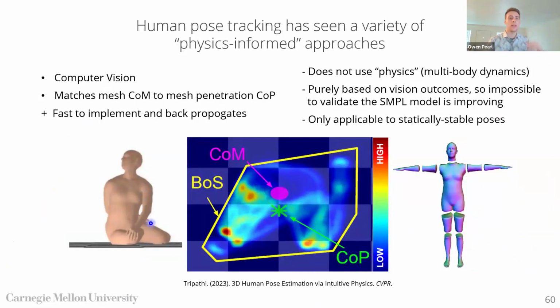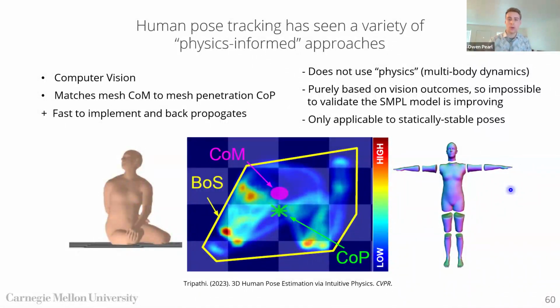Another example, on the other side of the spectrum, uses computer vision and a mesh model. It calculates the center of volume of all the voxels of this mesh and calls that the center of mass. It also calculates the center of volume of the voxels that penetrate some preset ground plane, and calls that the center of pressure. Loss functions embedded in the neural network help it predict outcomes that match up the center of mass to the center of pressure, so the loss functions back-propagate. The limitation here is that this only works on statically stable poses. It was designed predominantly for yoga poses, so it doesn't have multi-body dynamics that model time-varying behaviors.